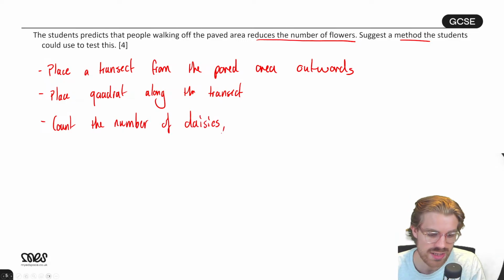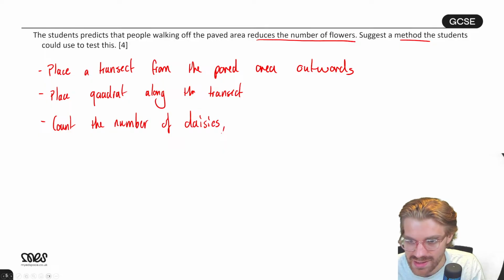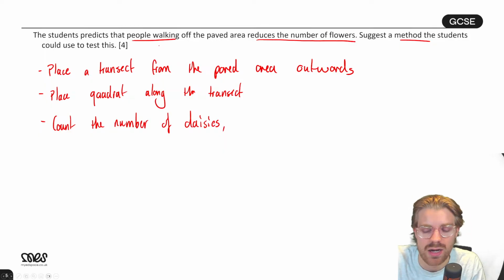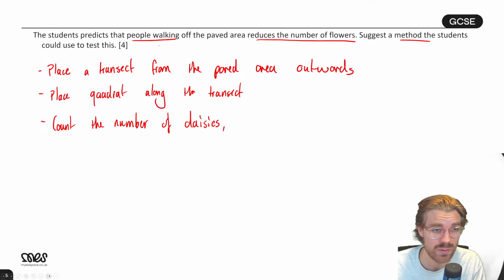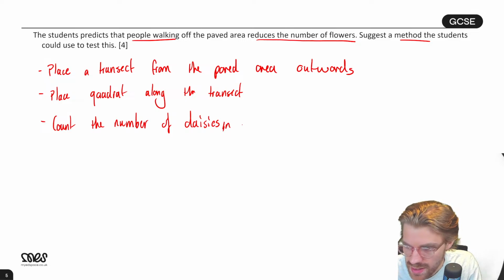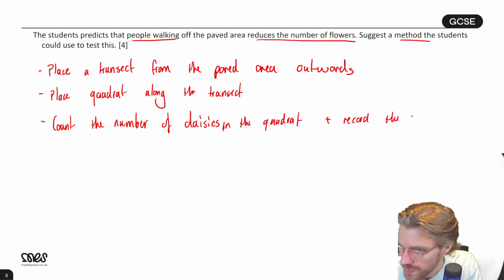But I also need to think about how I can measure the independent variable. Now, the independent variable is the abiotic factor. In this instance, it's the people walking. And the distance is our inference of that independent variable. We could be investigating light intensity, in which case I'd want to take a reading for the light intensity, or perhaps we're investigating the amount of water in the soil, so I'd want to take a measurement of that as well. So I'm going to count the number of daisies in the quadrat, and I want to record the distance.